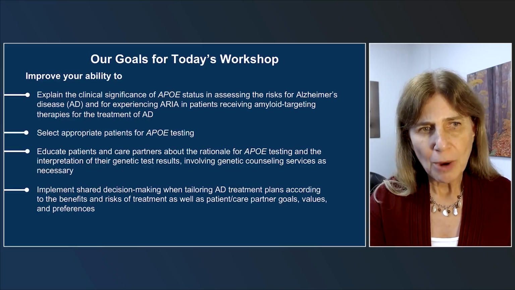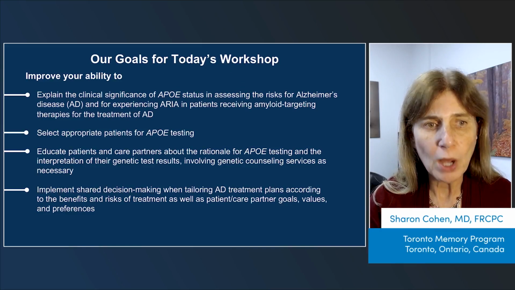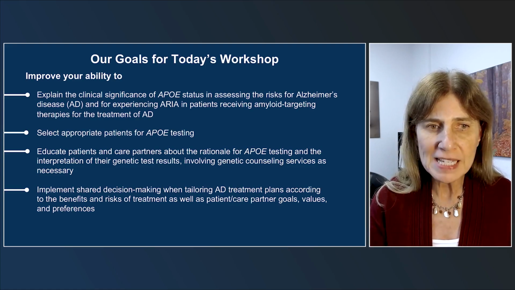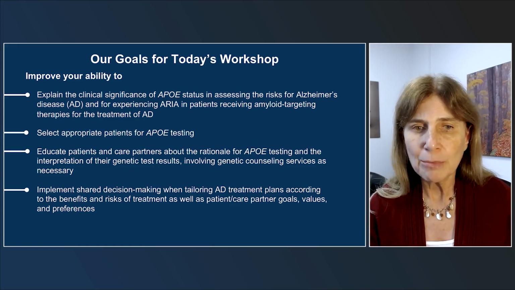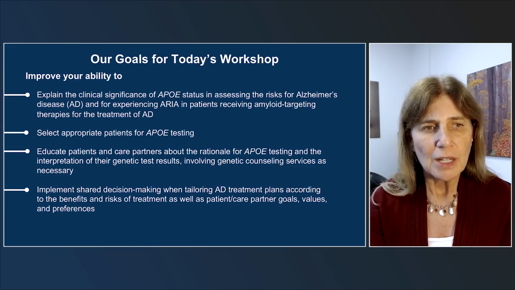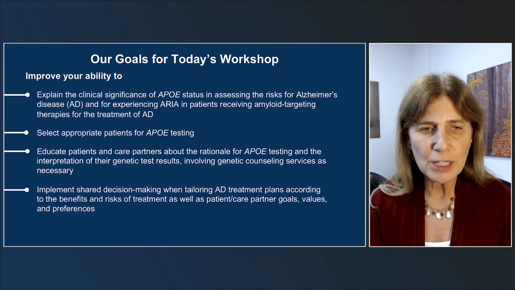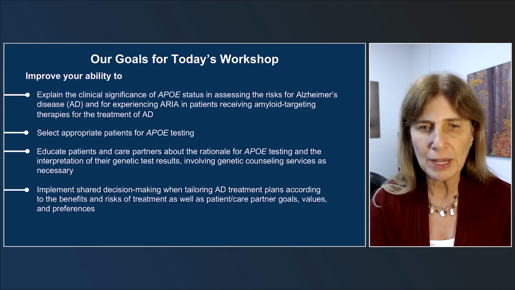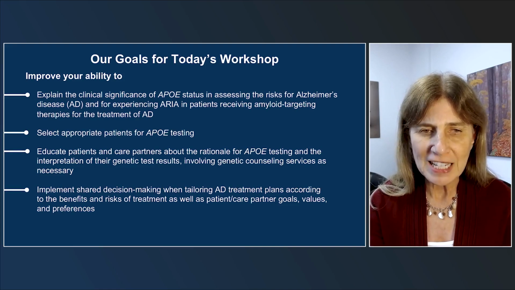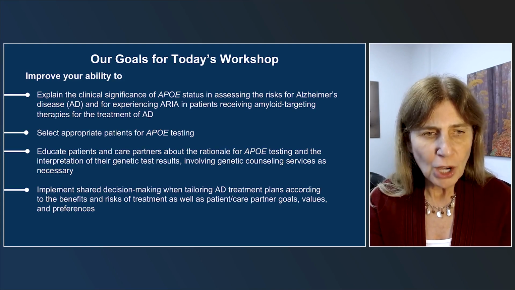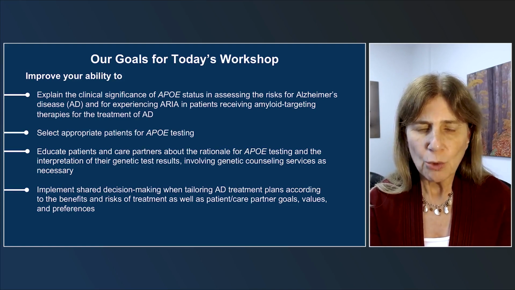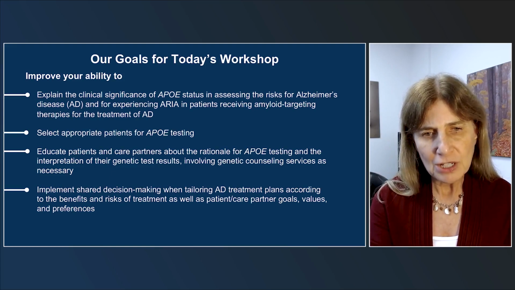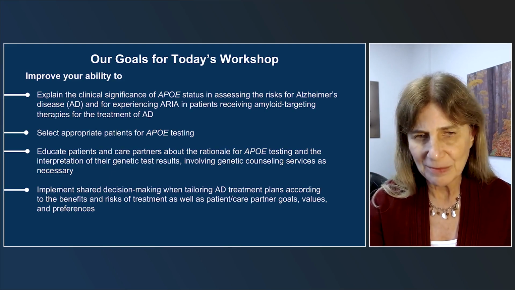Our goals for today's workshop are fourfold. We want to improve your ability, number one, to explain the clinical significance of APOE status in assessing risk for Alzheimer's disease and risk for experiencing ARIA in patients receiving amyloid-targeted therapies. We also want to help you be able to select appropriate patients for APOE testing and to be able to educate patients and care partners about the rationale for APOE testing and the interpretation of the genetic test results. Finally, we want to help you be able to implement shared decision-making when tailoring Alzheimer's disease treatment plans according to the benefits and risks of treatment, as well as the patient and care partner goals, values, and preferences.